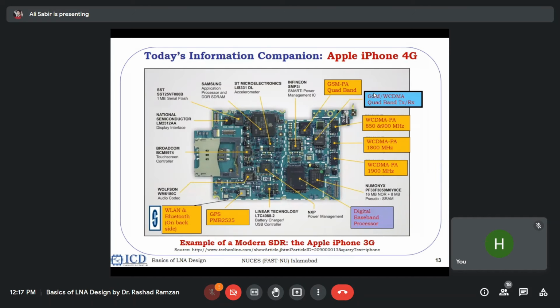So if you go to the Apple iPhone, you see there are a lot of chipsets placed on a PCB, which is a very complex multi-layer high frequency PCB. You see chipsets for the power amplifier for the different standards, and chipsets for the LNA and the RF processing for the different standards.